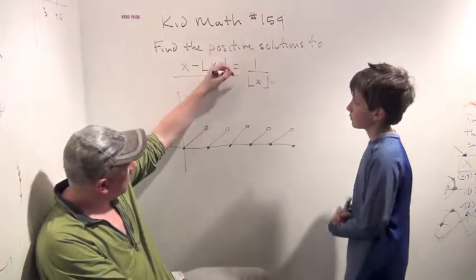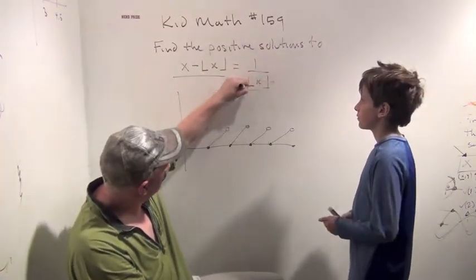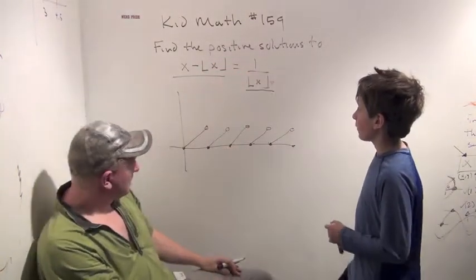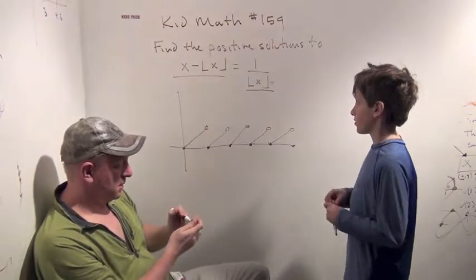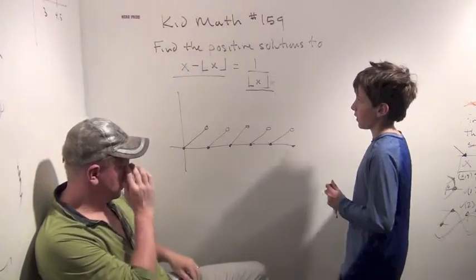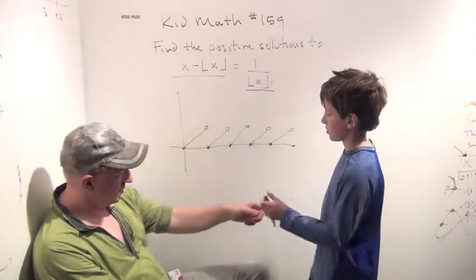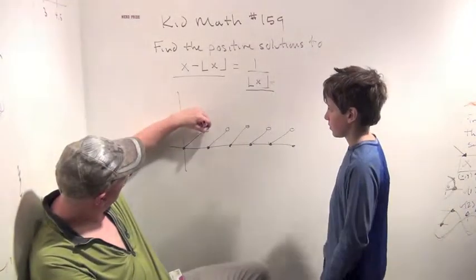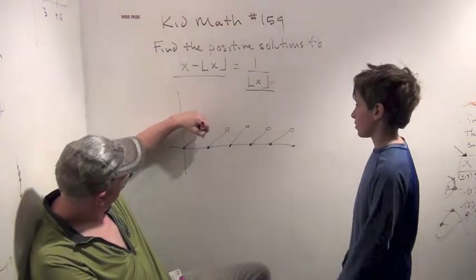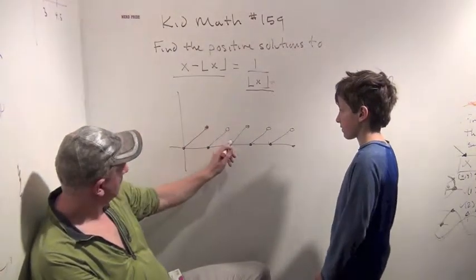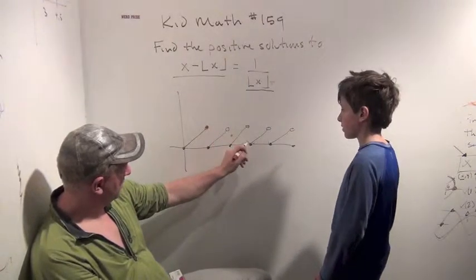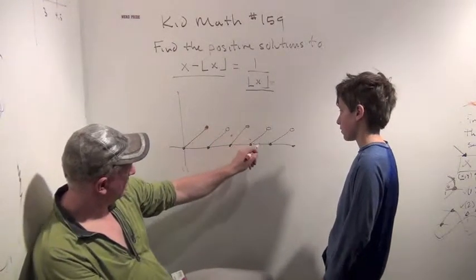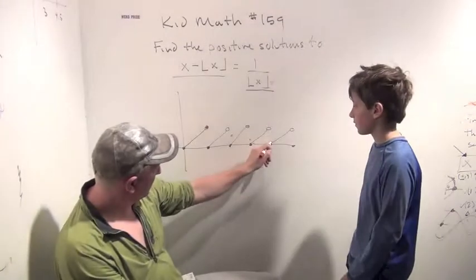Now what about this one? What about 1 over floor of x? For integers, it's going to be 1 over whatever integer that is. So at 1, I get 1. At 2, it's a half. At 3, it's a third. At 4, it's a fourth. Maybe I better stop there.